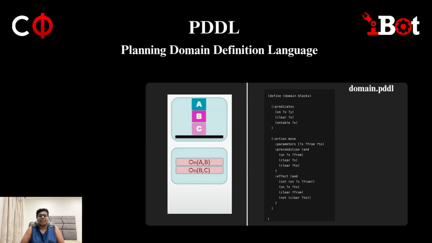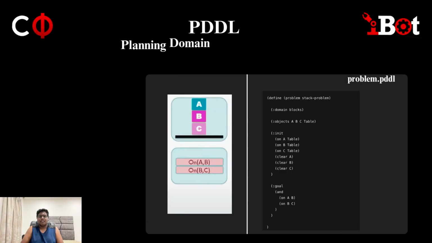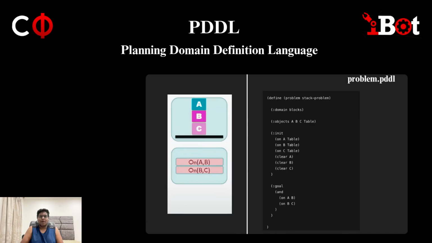On the right is the domain file, which defines the rules of this world: the predicates like on, clear, and on table, and the move action that changes the world. The problem file defines the objects in the world, the initial state, that is, with all the blocks on the table, and the goal state, that is, block A on block B and block B on block C. But this all depends on having a perfectly defined model of the world. What happens when the world is messy or the goal is just, can you help me make a tea? That's where learning based and LLM powered planning enters the scene.